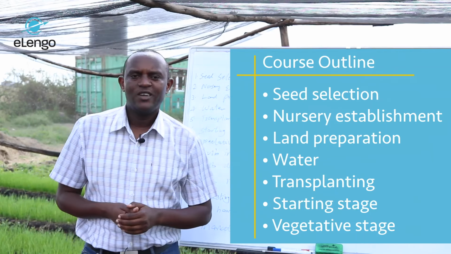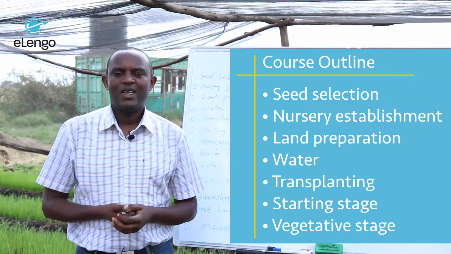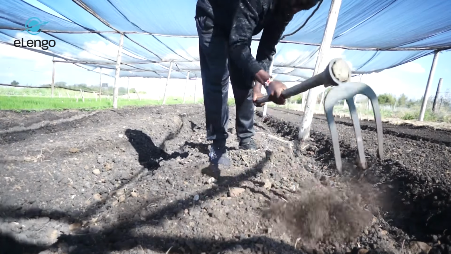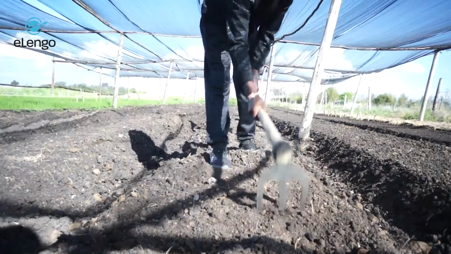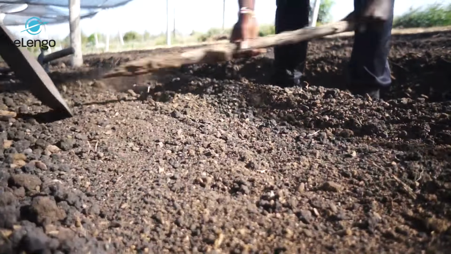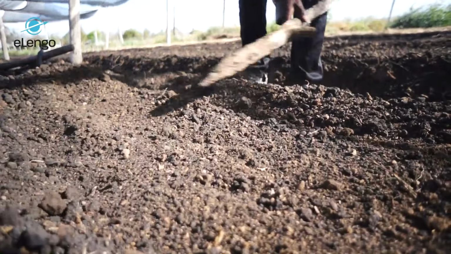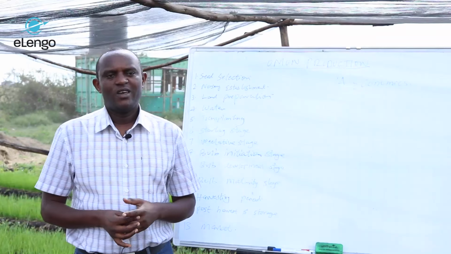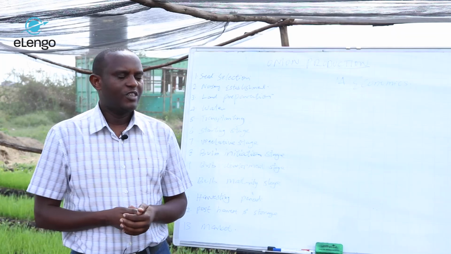Over there in the field, there is a way you are supposed to prepare the land so that the onion seedlings from the nursery are taken to the field. That's what we call transplanting. So we are going to look at how you prepare the land, and some of the important factors to consider.